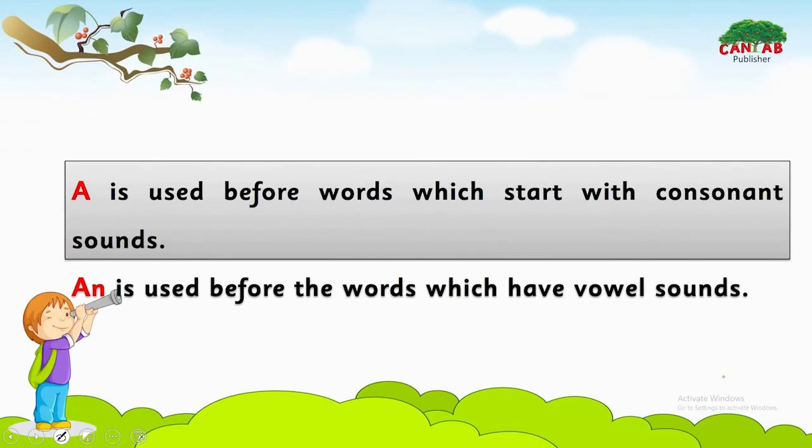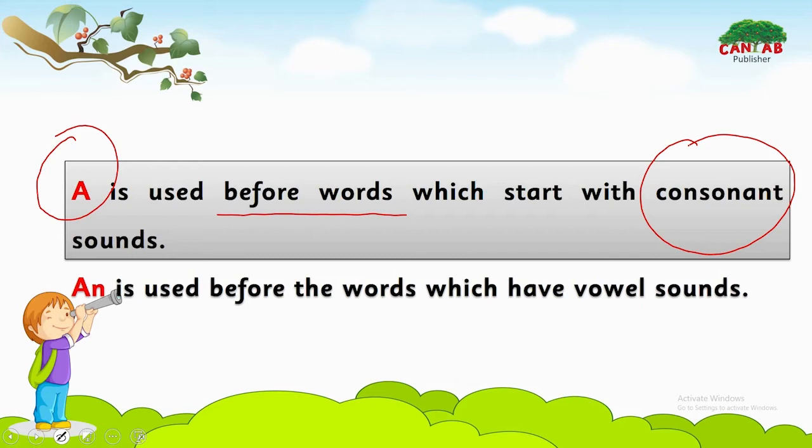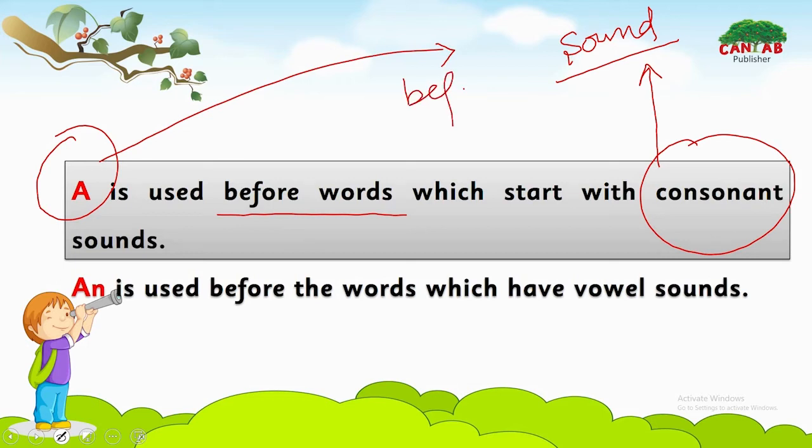So now we will be discussing where a is used and where an is used. We are going to simplify things for you: a is used before words which start with consonant sounds. What does it mean? It means that whenever we have a consonant sound, we will be using a before that. And secondly, an is used before the words which have vowel sounds.